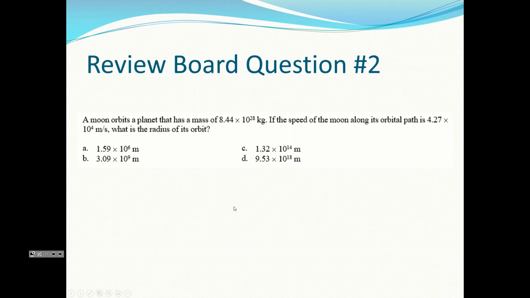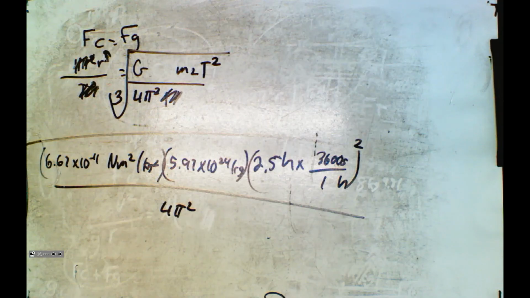Okay, if a moon orbits a planet that has a mass of that, if the speed of the moon along its orbit is that, what is the radius of the orbit? So again, orbiting, start with your physics principle number 2.